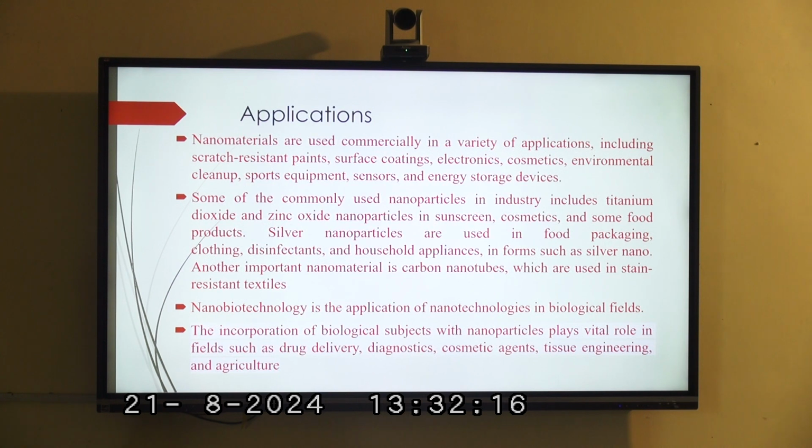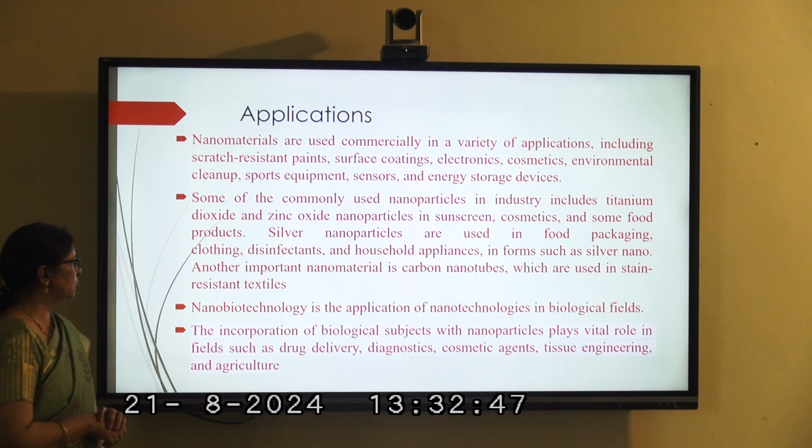Nanotechnology is used in other applications also, as in the development of scratch resistant paints, surface coatings, electronics, cosmetics, environmental cleanup, sensors and energy storage devices. The most commonly used nanoparticles in industries are titanium dioxide and zinc oxide nanoparticles in sunscreen, cosmetics, and food products. Silver nanoparticles are used in food packaging, clothing, disinfectants, and household appliances. And carbon nanotubes are used in stain resistant textiles.